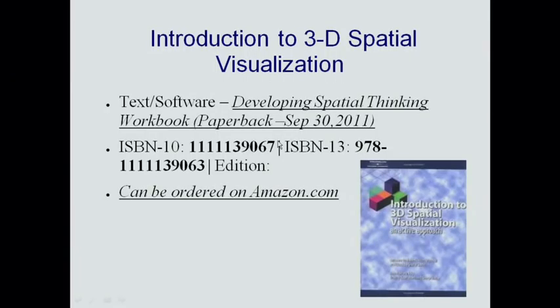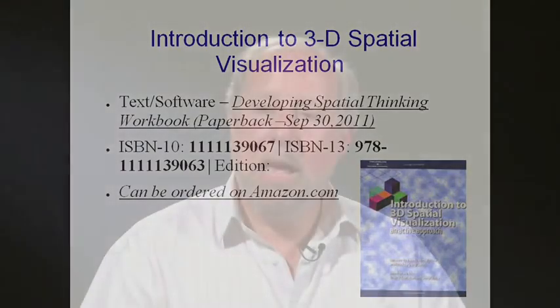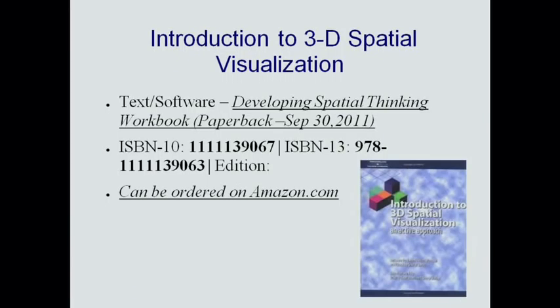The textbook that we're going to be using is Developing Spatial Thinking. Here's the ISBN number. It can be ordered on Amazon. There's also, as part of the, I think it's $25 price, some software that's downloaded with homework examples. And there are examples in the textbook. At the end of every lesson, it's going to suggest that you do these homework examples.